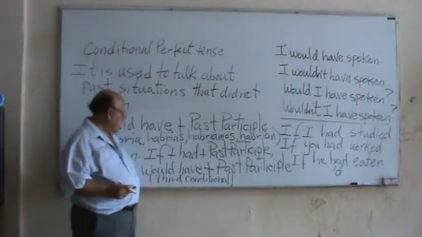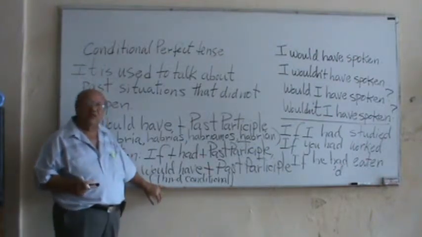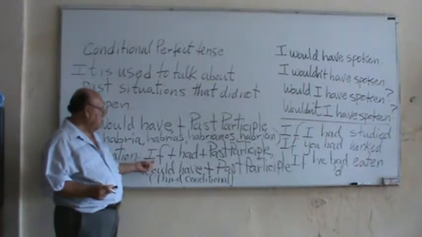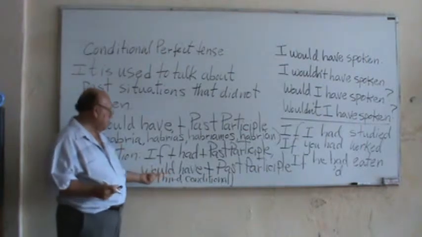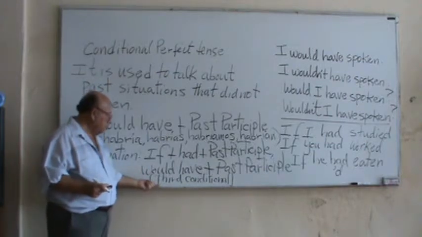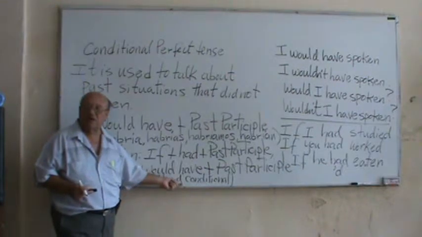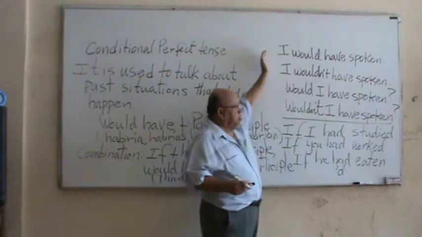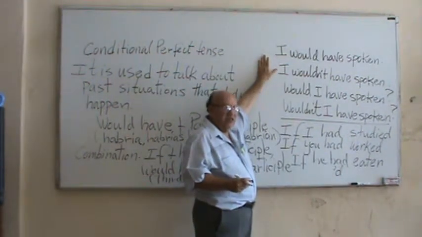Okay, so now let's explain this. This combination of if plus had plus past participle, plus would have plus past participle, we are going to obtain the third conditional. The third conditional. Okay? Now let's go to the conjugation of the conditional perfect.